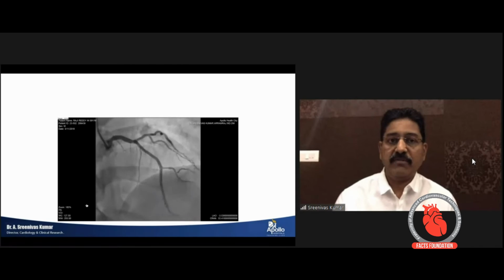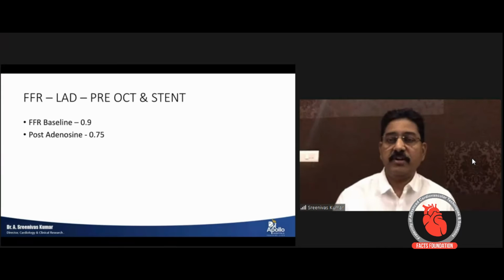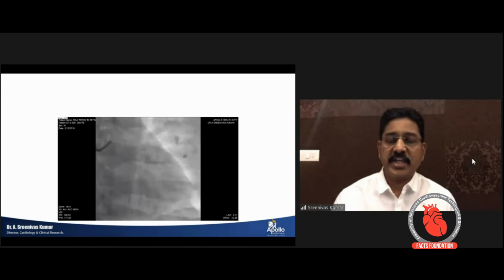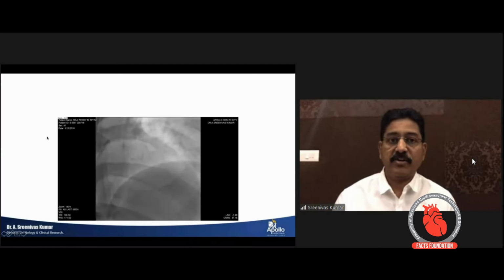But in view of the occlusion of the right, which was there even 5 years back, and this LAD, which is new, I was perplexed to see what it is and how important it is. Initially, we did physiology. The baseline FFR and the post-adenosine FFR became very important in the LAD. Part of it, people could argue, is also perfusing the right coronary artery, but it became very important. That's where we explained to the patient and brought him for imaging.